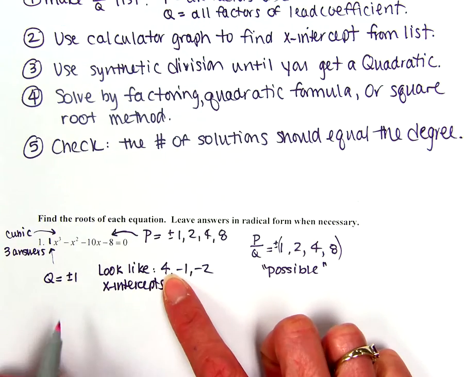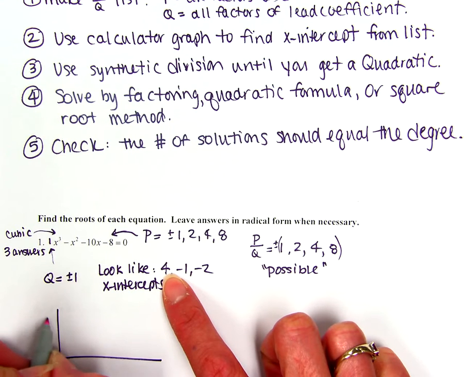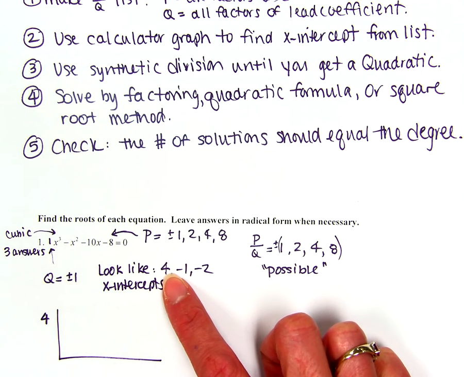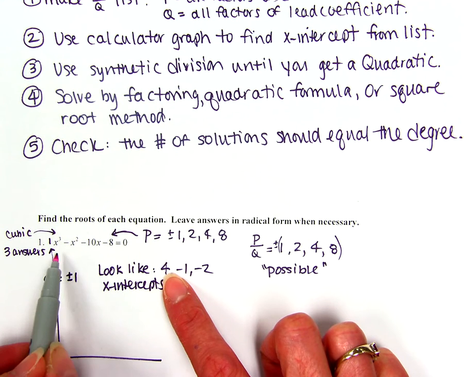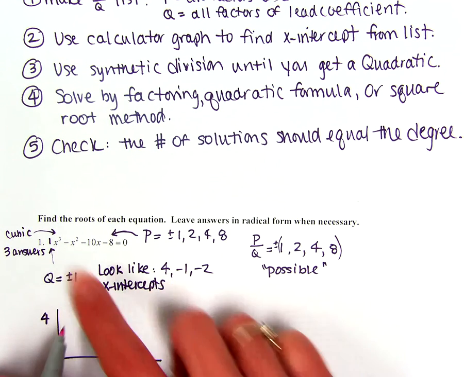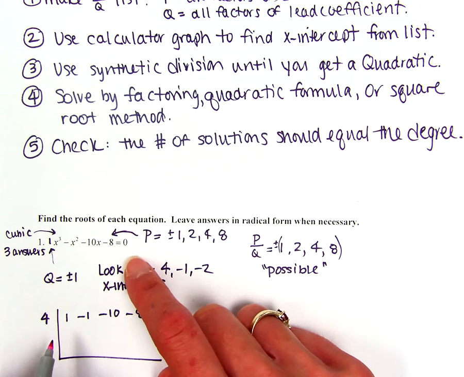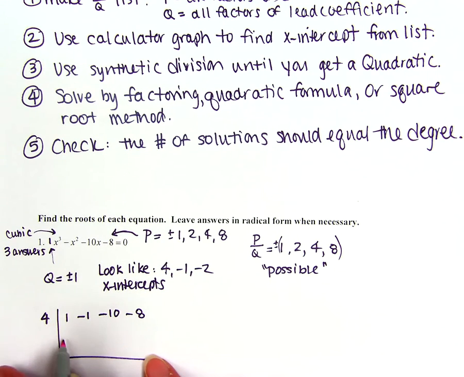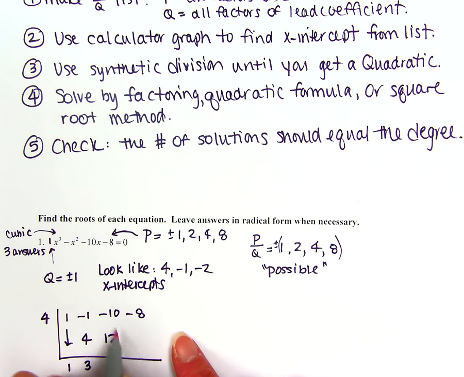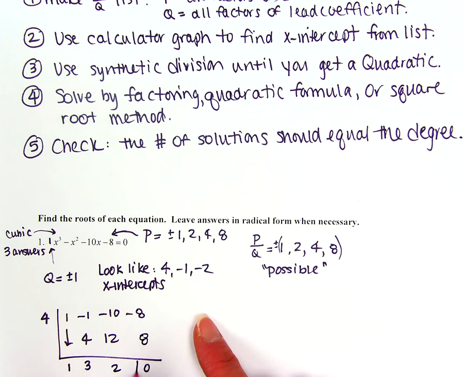So you're going to use synthetic division, which we did earlier in the chapter. So you put a 4 here. So you look at your coefficients. We got 1, negative 10, and negative 8. All right, and then I'm going to drop down the 1. 1 times 4 is 4. Add, I get 3. 4 times 3 is 12. Add, I get 2. And 4 times 2 is 8. And I add, and I should get 0.